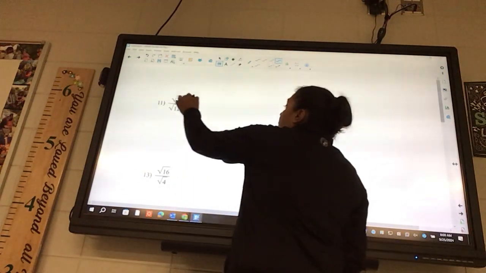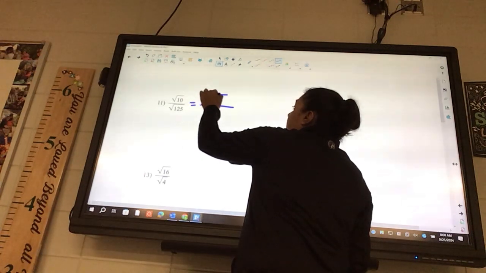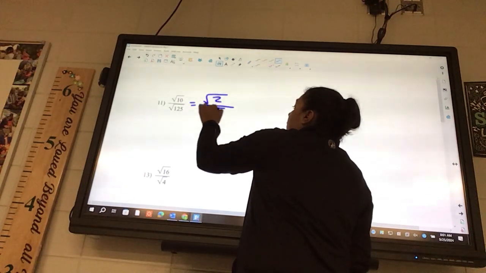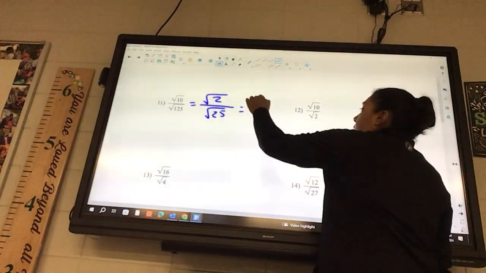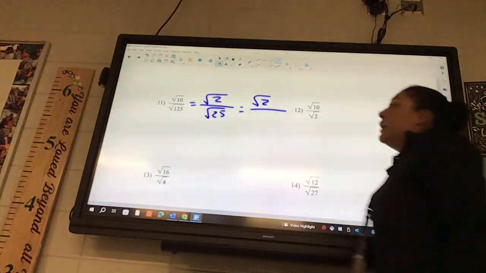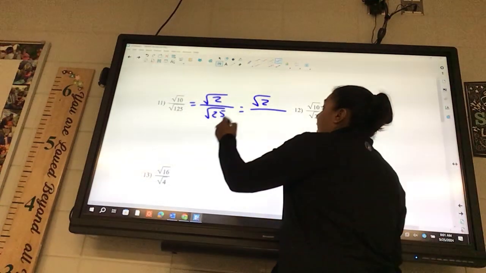Okay, 10 over 125. 225? Yeah, 225. Okay, we already know, does a 2 reduce? No. Okay, so 2 does not reduce. Okay, 25, what are some factors of 25? 5 and 5. So who can go? One group of 5s.